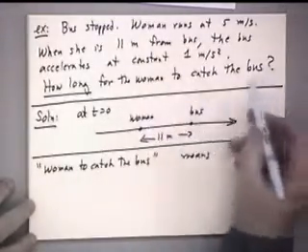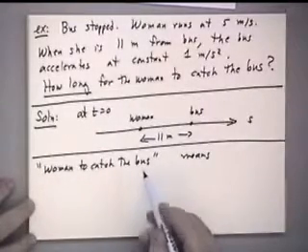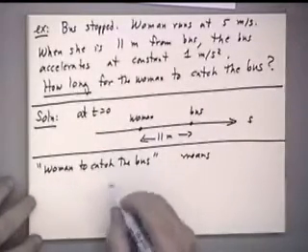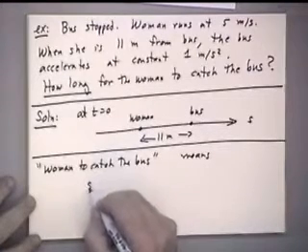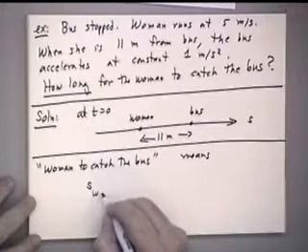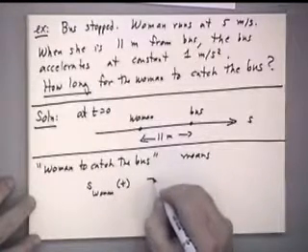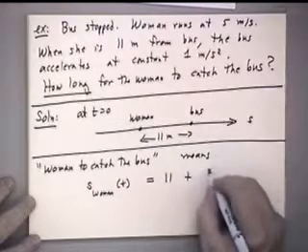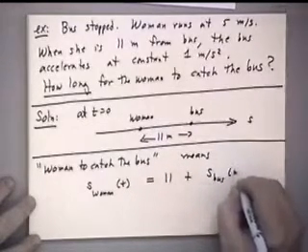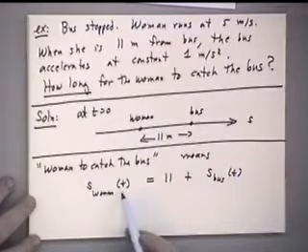So, how long is it for the woman to catch the bus? What does that mean, to catch the bus? Well, what it means is that at some common time in the future, the position function for the woman, s sub woman, will have to be 11 meters plus the position function for the bus. See, the position function tells you where you are at a given time t.